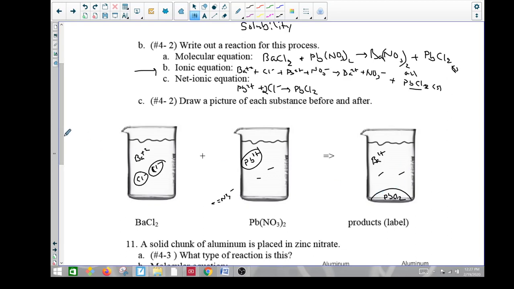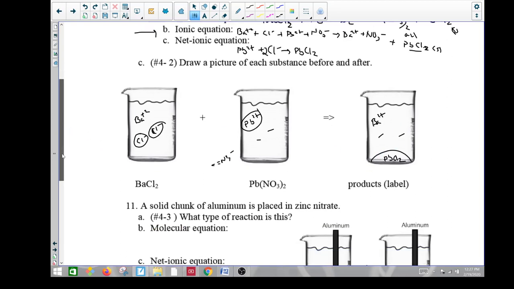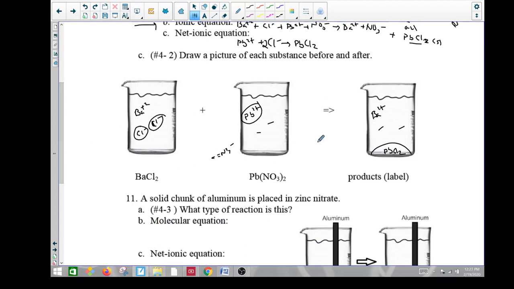Alright. Spectators here, just be aware the NO3- and the barium 2+ are considered spectators. That's going to be something that is a pretty common question.